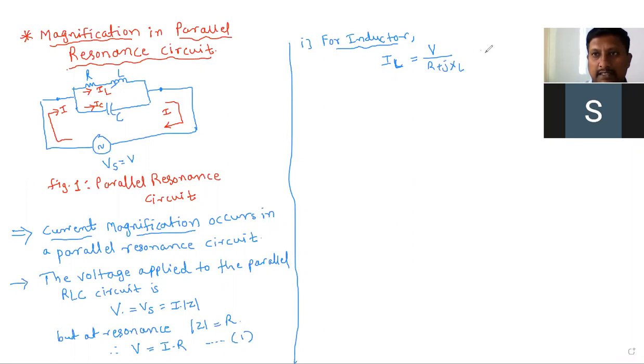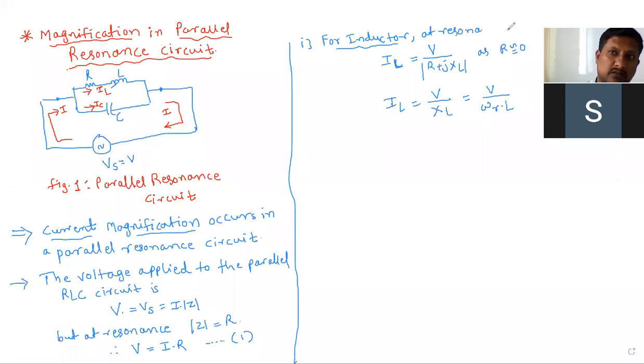As R is nearly 0, IL is equal to V upon the magnitude, which is XL. What is XL? XL is nothing but omega R into L. This is all happening at resonance, for the inductor at resonance, which we are discussing. So IL is equal to V upon XL, where XL is replaced by omega R into L. So IL is equal to, what is V?